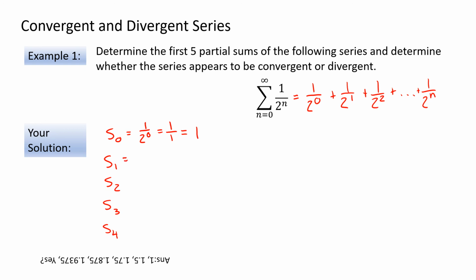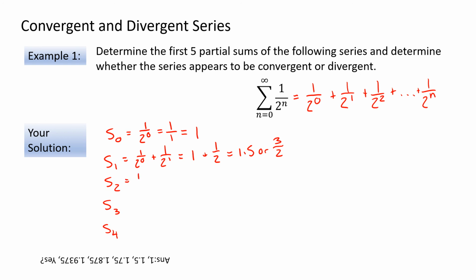The next partial sum is the first 2 terms. So 1 divided by 2 to the exponent 0 plus 1 divided by 2 to the exponent 1, which is equal to 1, for the first term, plus 1 over 2, or in other words, 1/2. So you can write it as 1.5 or 3 over 2.